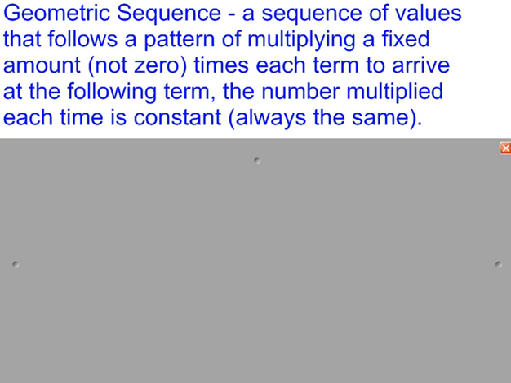So here's an example of a geometric sequence, because you have values that follow a pattern of multiplying a fixed amount. So 3 times some number gives me 9, and then 9 times that same number gives me 27. That's why this is a geometric sequence. It follows a pattern of multiplying by a fixed amount. This is also a geometric sequence because it follows a pattern of multiplying by a fixed amount.